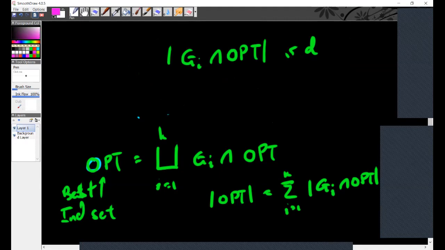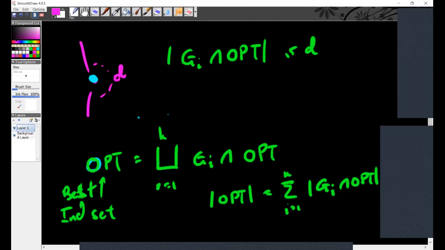It can't be D plus 1 because remember our stars, the stars that we made, which look like this, have D outgoing edges. So when I say that each star intersect OPT is of size at most D, not D plus 1, the reason is that you cannot contain the whole star. You can only contain the fringes or the center.